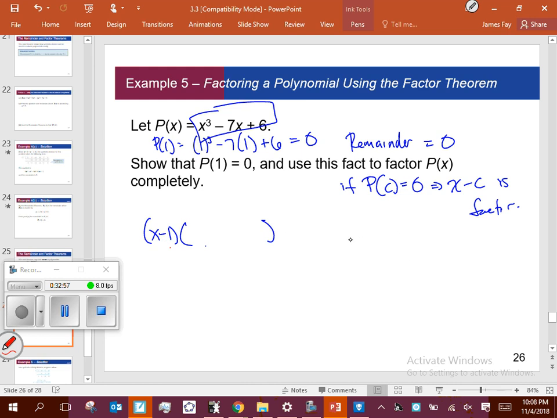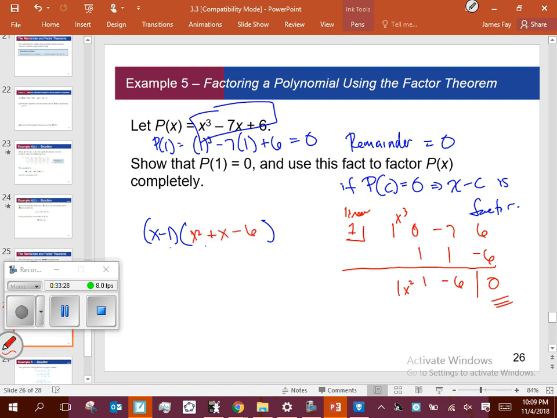I'm going to use the synthetic division approach. The coefficients are 1, 0, negative 7, and 6. Bring the 1 down. And now I get a 0 right here. That's nice because it tells me that if this was x cubed, it's depreciated. This was a linear term, so it depreciates down to x squared. So right here I'll have x squared plus x minus 6. That is a factored form of x cubed minus 7x plus 6.